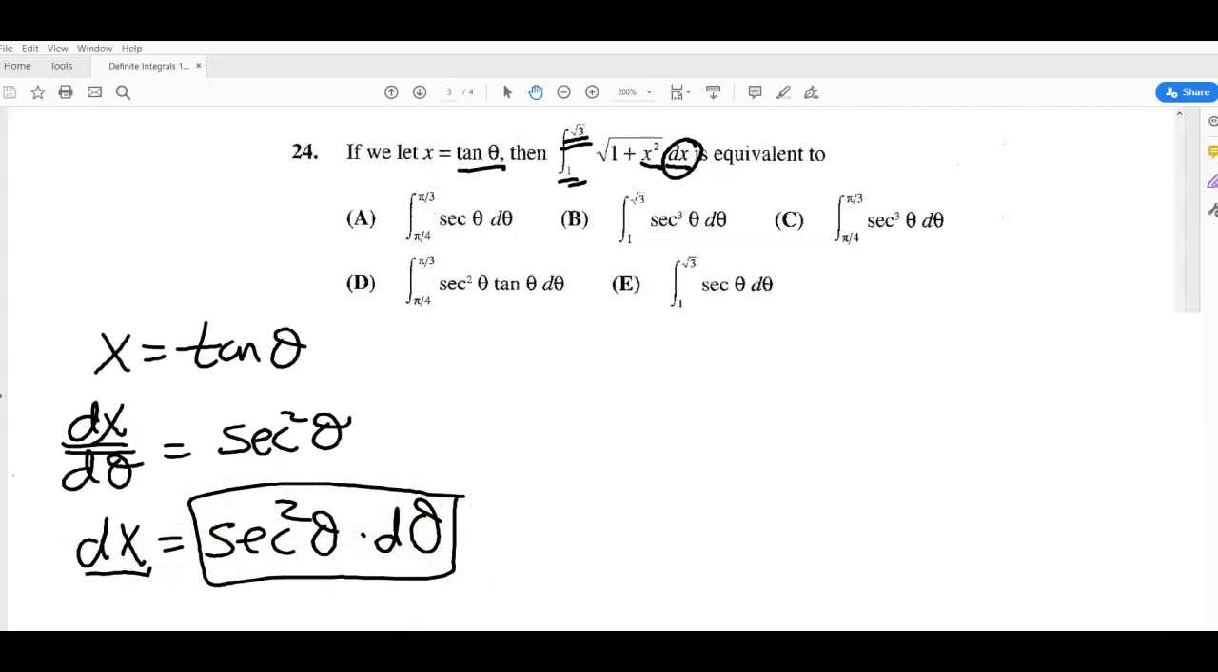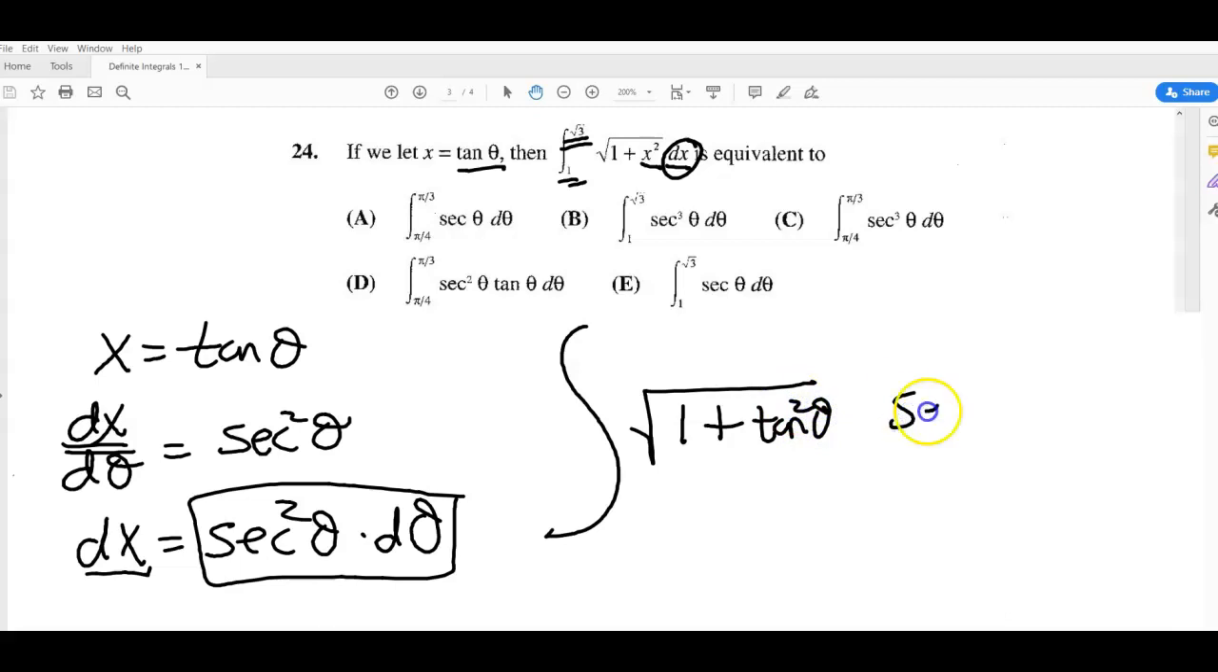Okay? So here's where my integral is looking like so far. We have square root of 1 plus, instead of x, I'm going to have tangent squared theta. And I'm going to be replacing dx with secant squared theta d theta. We also need to replace these things.